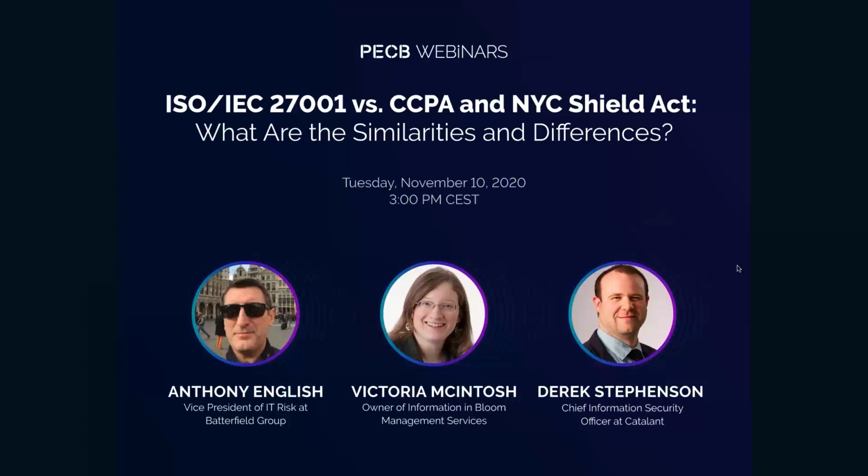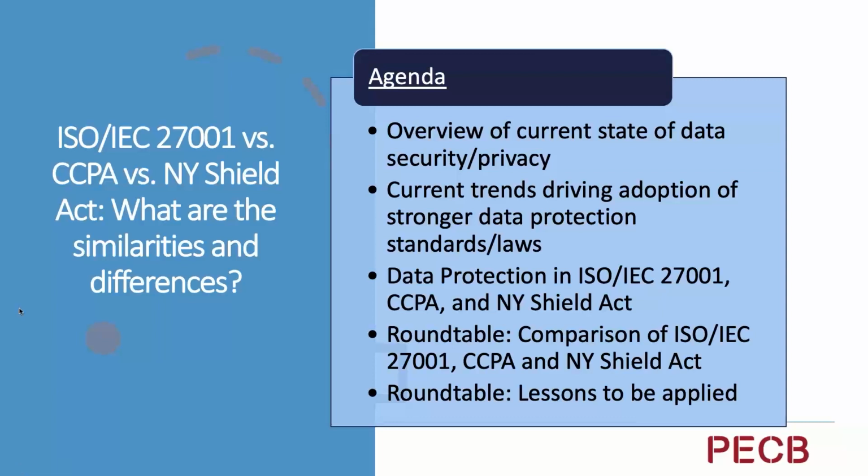So we're going to start today with a little overview on the current state of data security and privacy. Then we'll look at some current trends driving adoption of these increased laws and protections around data and privacy. And we'll look specifically at the examples of ISO 27001, CCPA, the California Consumer Privacy Act for data privacy, and the New York SHIELD Act. And then we'll have a roundtable as well, an open discussion between the three of us, and talk about some lessons to be applied from looking at these three different but still similar pieces of security guidance for data privacy and data security.